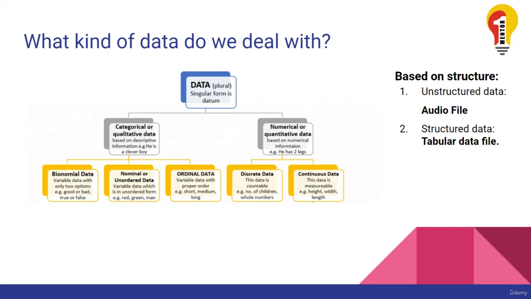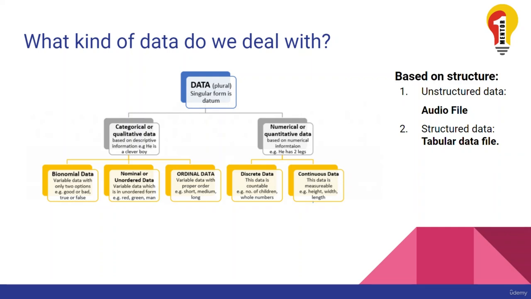What kinds of data do we deal with? I've been tossing around this word data for quite some time now, but I haven't explained it in detail. The first thing you need to understand is that data can be structured or unstructured. Unstructured data is way more complex to see, visualize, and understand. An audio file will have various wavelengths. It has various channels, mono and stereo, and there are various other factors which make it difficult to just look at and understand.